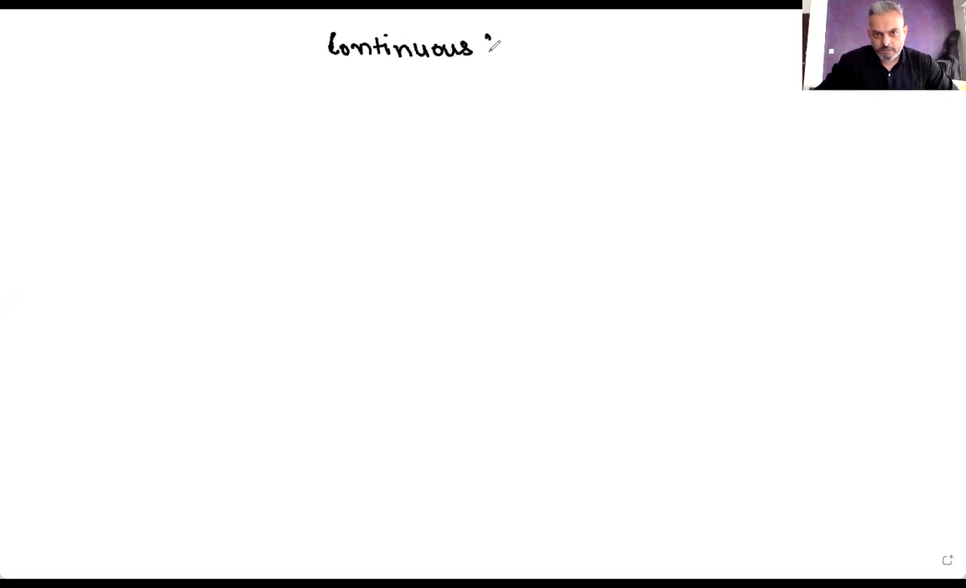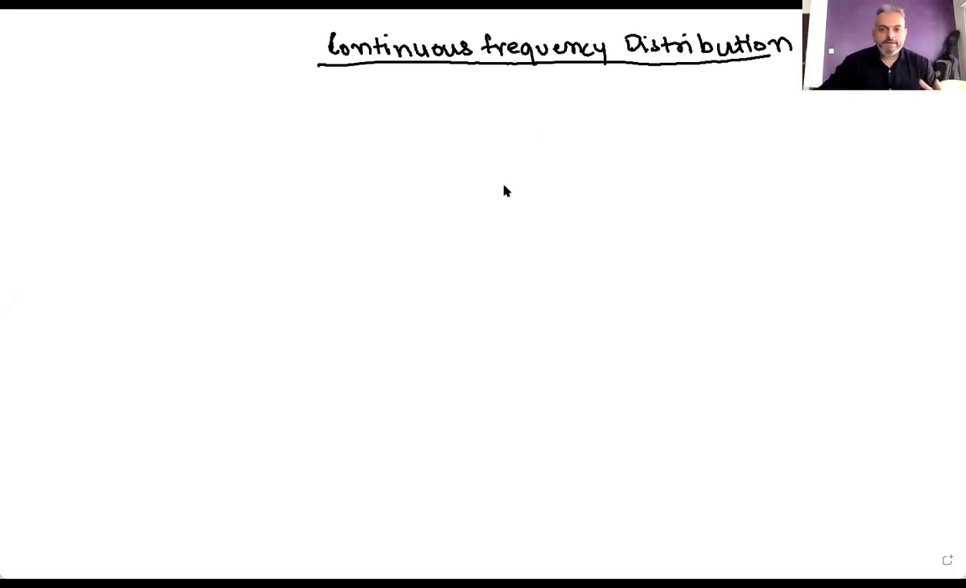Continuous frequency distribution. Now, let's understand continuous frequency distribution. For data which are continuous in nature, or which can assume any number between point A to point B, we call it a continuous variable.